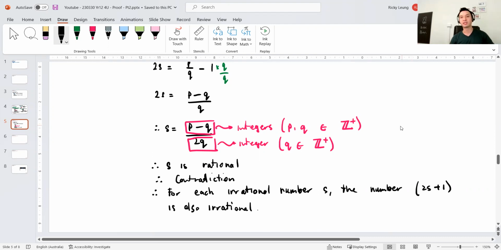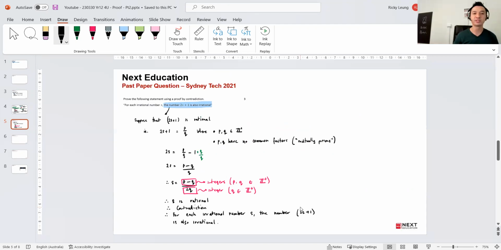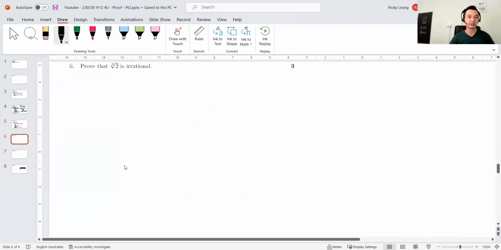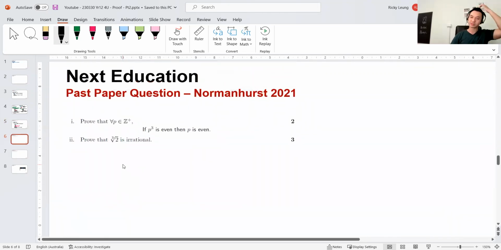So this one here, the mathematics isn't that hard, but you just have to make sure that because it's a double statement, for each irrational S, the number 2S plus 1 is also irrational. So we start with the second one, or suppose that it's rational, and then show that S is also rational. Therefore, the whole thing's a contradiction, and therefore the statement's true. All right, next one. Now, I think the next one is a good classic question, but the harder type.